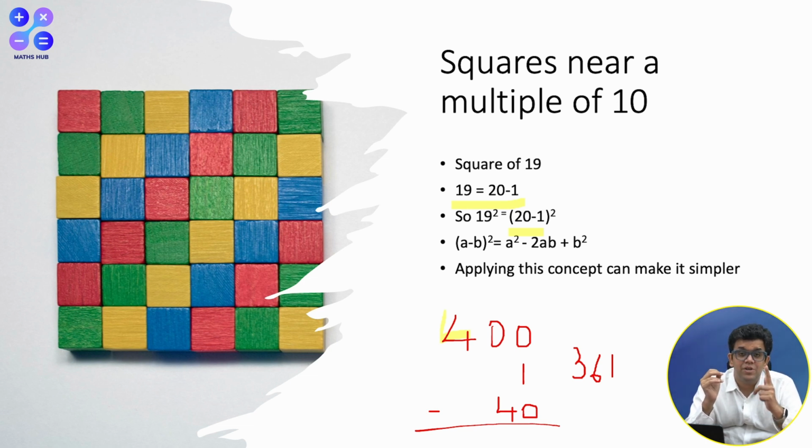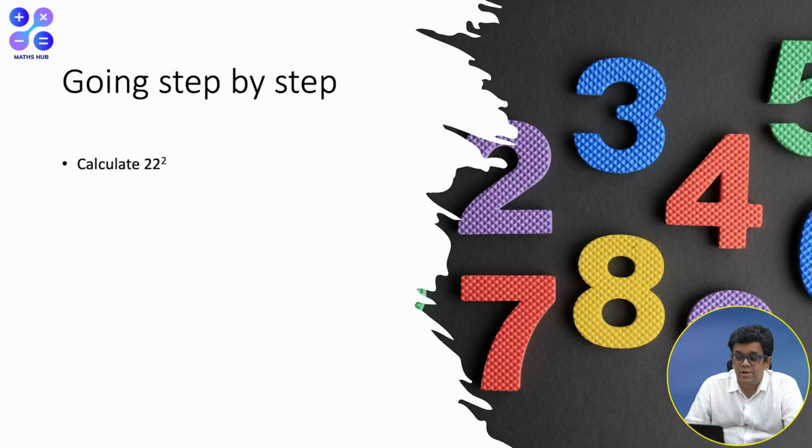For example, you know that 2 square is equal to 4. Then 20 square is equal to 400. You add 2 zeros. If you know that 7 square is equal to 49, then 70 square is going to be 49 and 2 zeros, which is 4900. Clear? Let's go ahead. And now I want you to take the next challenge and calculate 22 square.